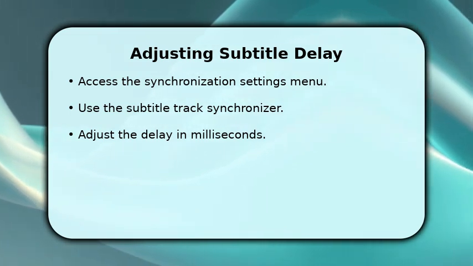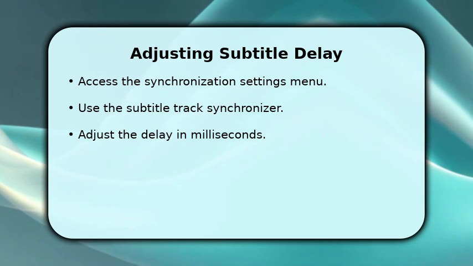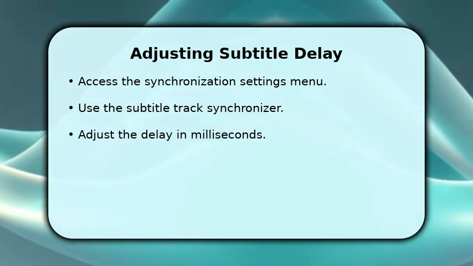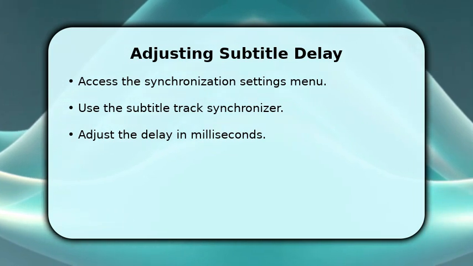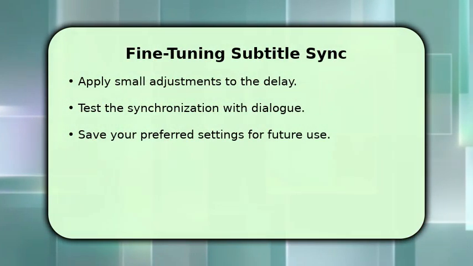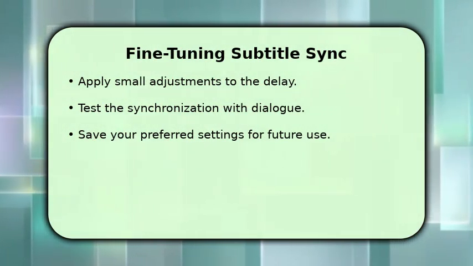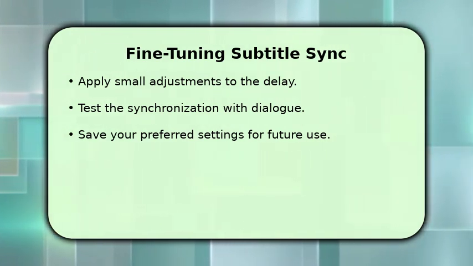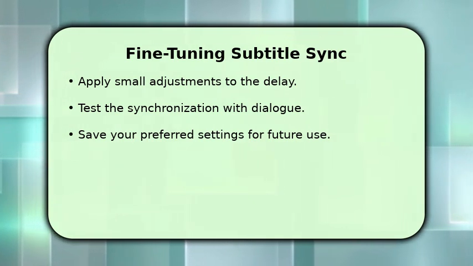Use positive values to make subtitles appear later and negative values to make them appear earlier, typically in increments of 50 or 100 milliseconds. After making an initial adjustment, play a section of the video again to check the synchronization. It often takes a few small tweaks to get it just right.